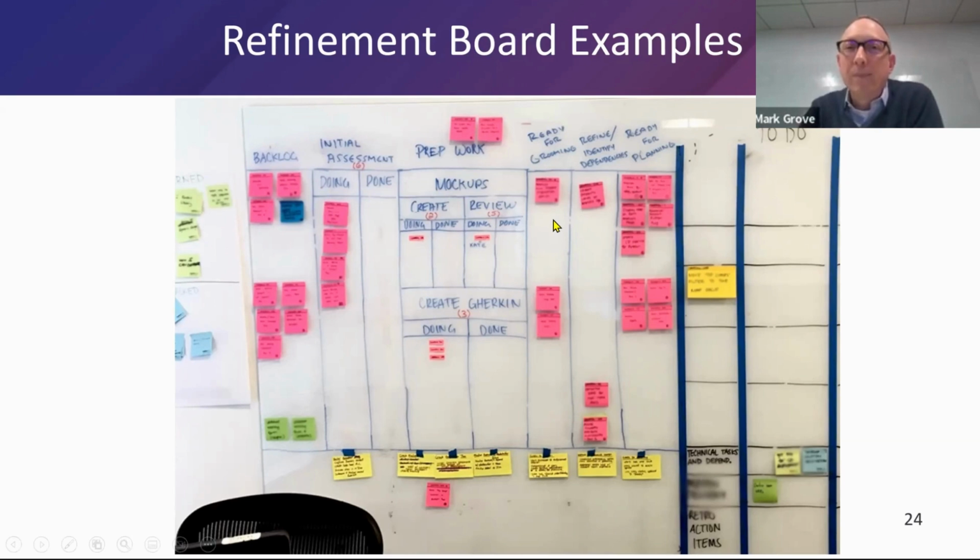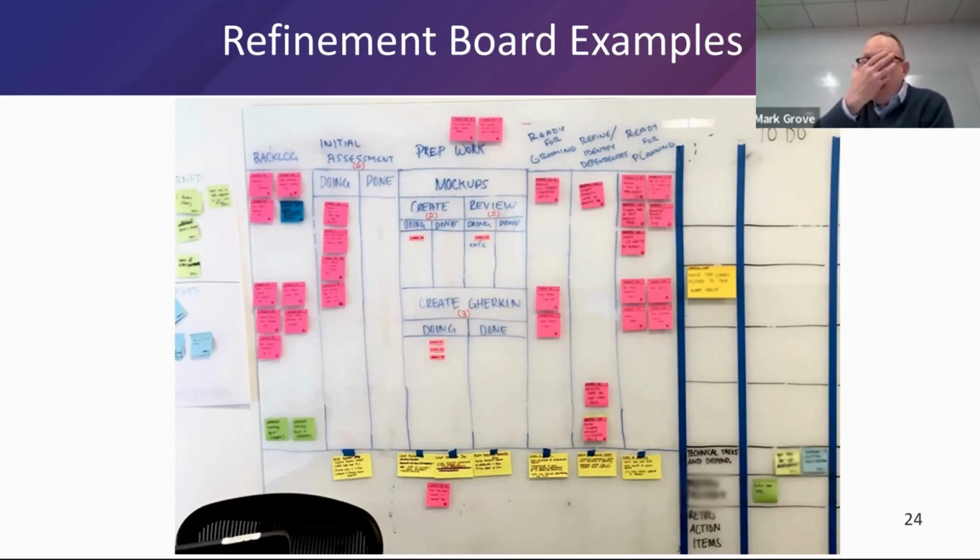So ready for grooming. But as you can see, as they moved these items from left to right, they were headed towards this ready for planning. And once the card got to here, this pink sticky got to here, it was ready for sprint planning. It was ready to be brought into the next sprint.